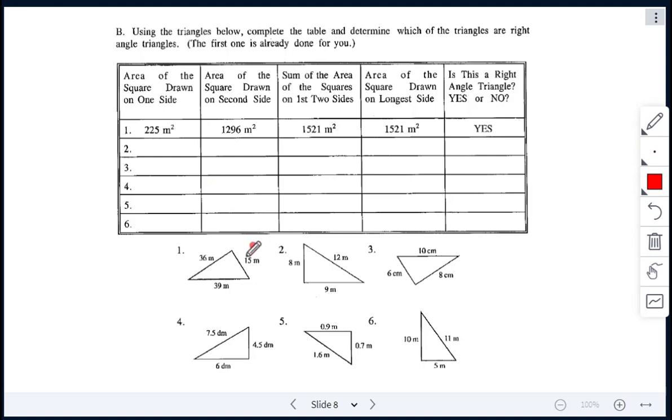Okay, so 15 squared becomes 225. Then we're going to take our next side, which is 36. So 36 squared is 1,296. So just double check that in your calculators. And then we're going to take the sum of the area of the squares of the first two sides. So 225 plus 1296.